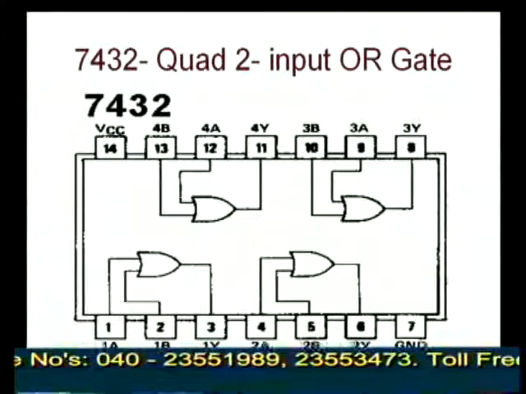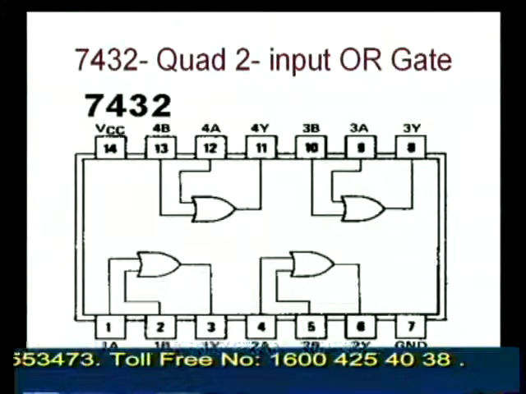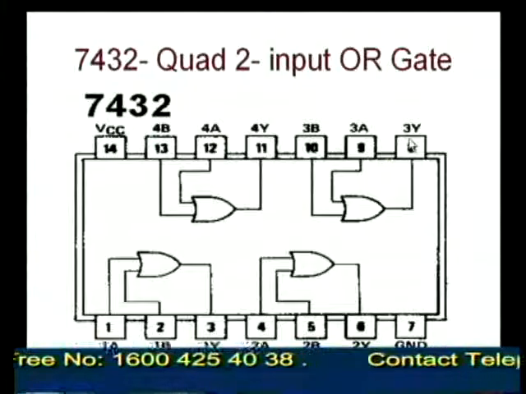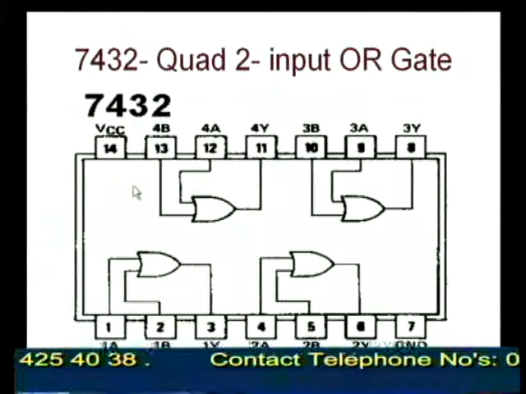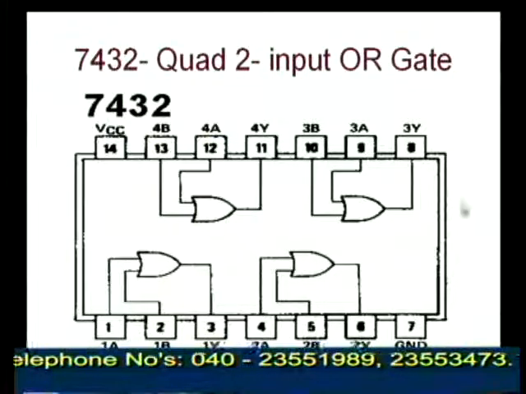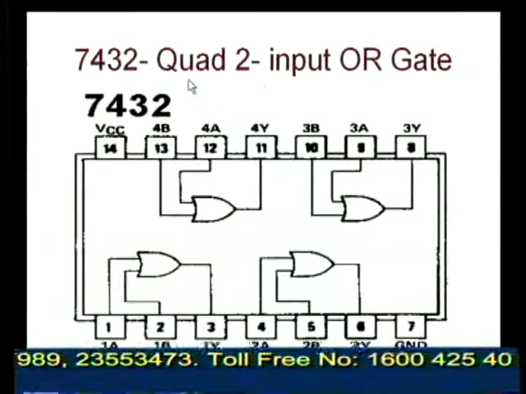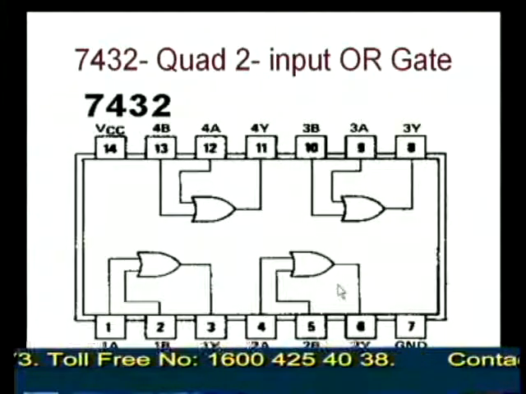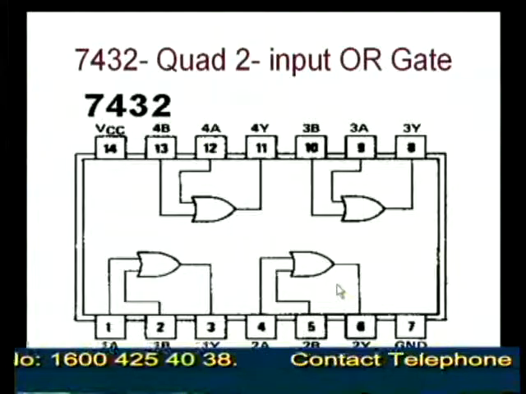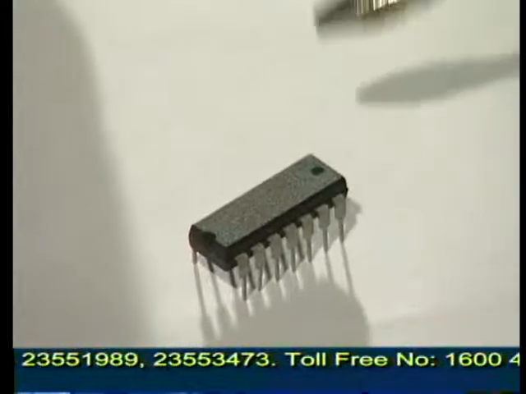A and B refer to inputs and Y refers to the output. Similarly, the second, third and fourth OR gate input and output terminals. Ground and VCC are as usual. So, here 7432 is a quad 2 input OR gate. Here we see the 7432 quad 2 input OR gate. This is the IC 7432.